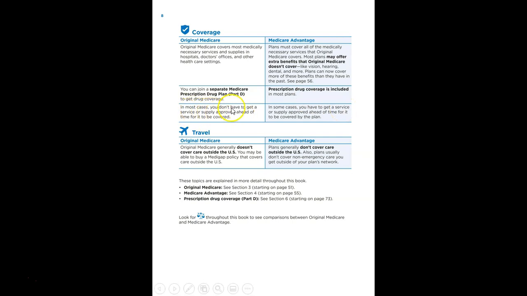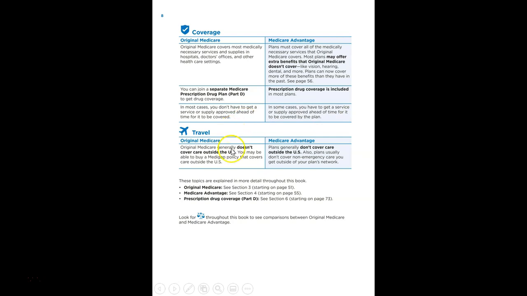In most cases, you don't have to get a service or supply approved ahead of time for it to be covered. In Medicare Advantage, in some cases, you do have to get a service or supply approved ahead of time for it to be covered by the plan. But in a lot of cases today, the plans are getting more and more away from that, especially if you're staying within the network.